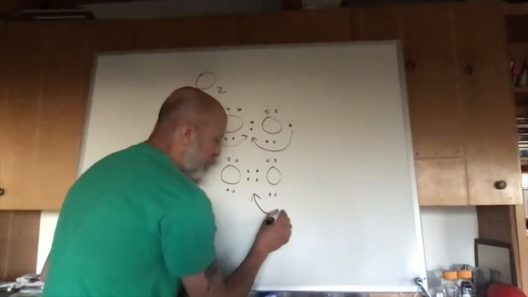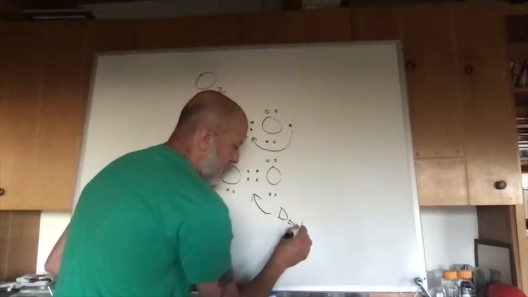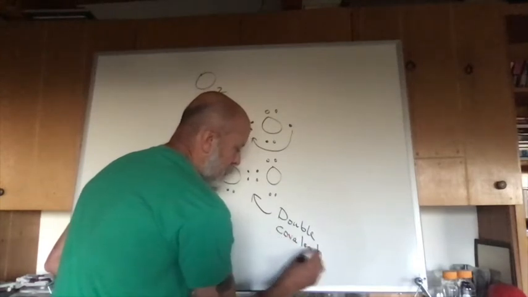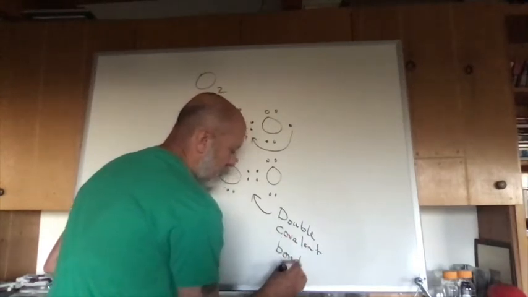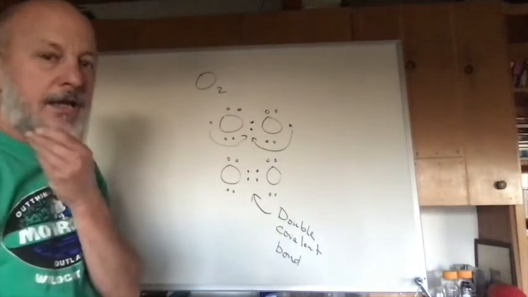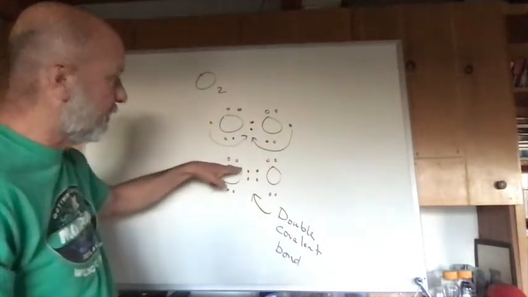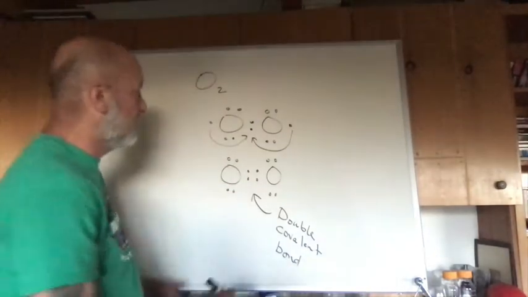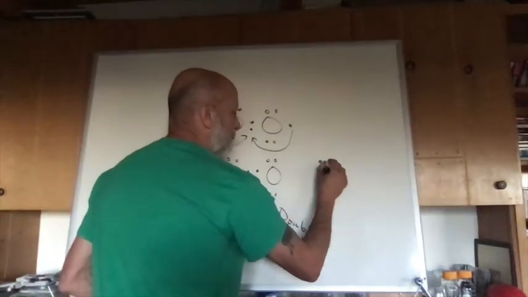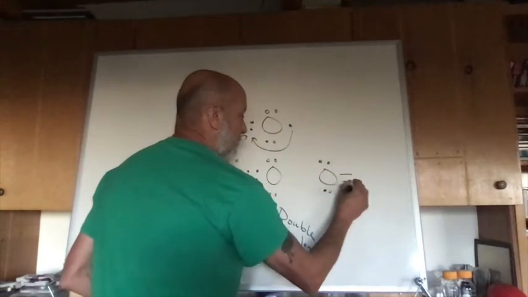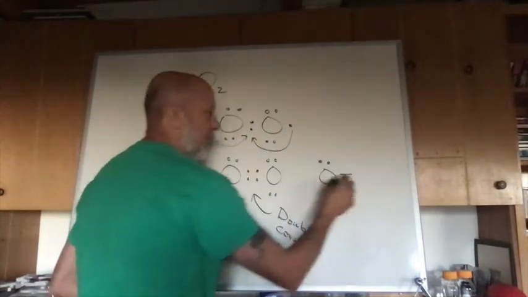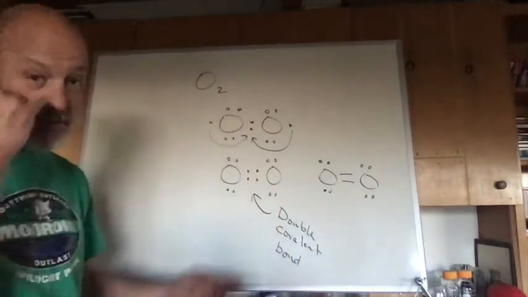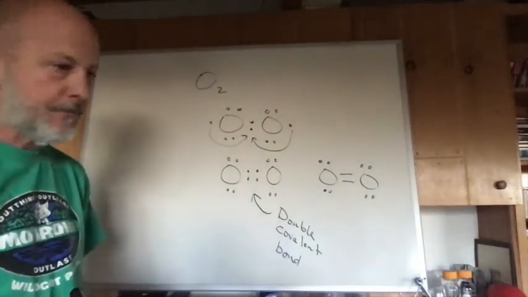That is called a double covalent bond. And since a covalent bond can be represented by a line, a pair of electrons, what we'll frequently do for a double covalent bond, I've got a pair and another pair, is draw 2 lines. That would be the Lewis structure for O2.